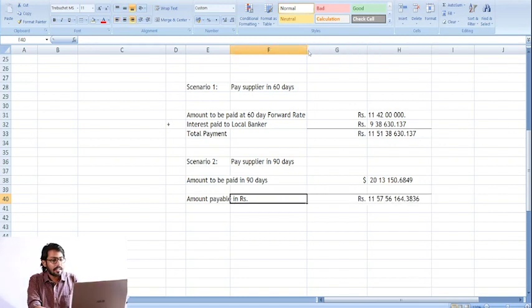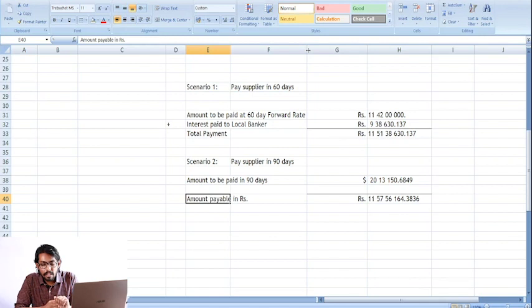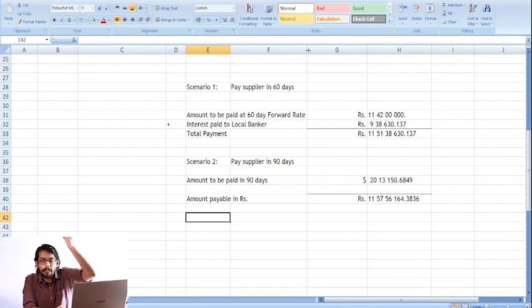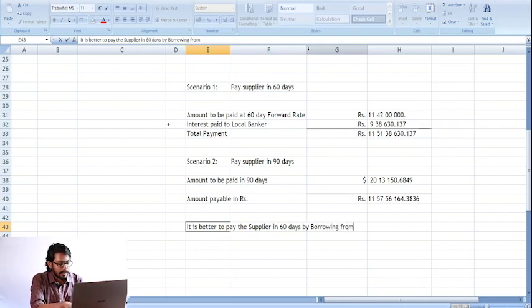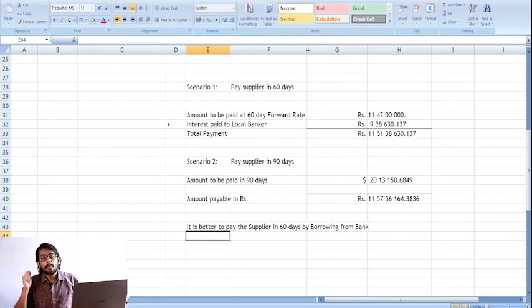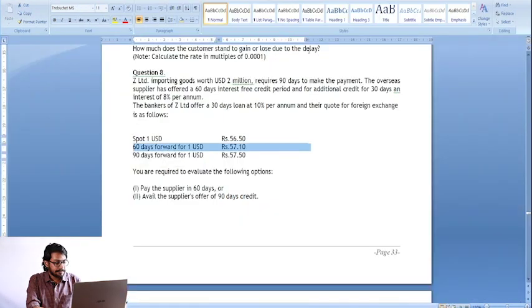Okay, got it? This is question number 8. Question number 8 is not over. You have to write the decision. It is better to pay the supplier in 60 days by borrowing from the bank. You have to write the decision. Please don't stop the answer without writing the decision. Okay, that is question number 8.